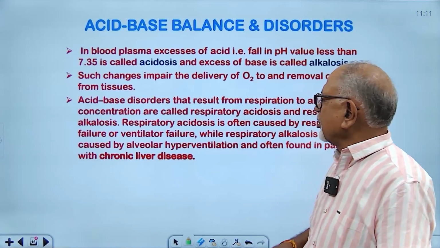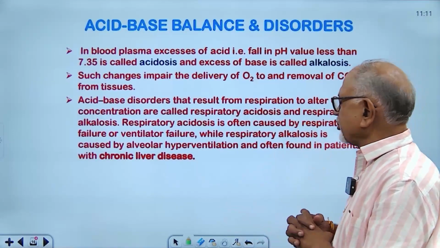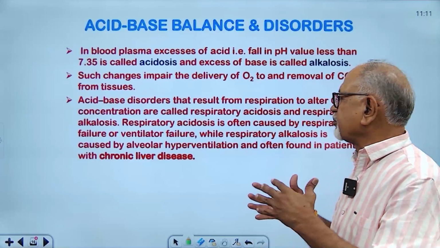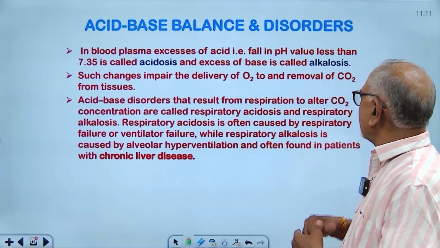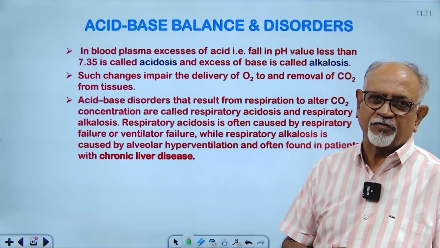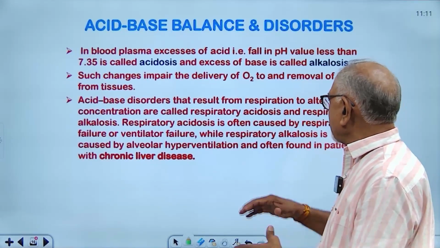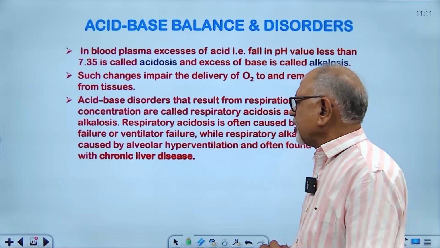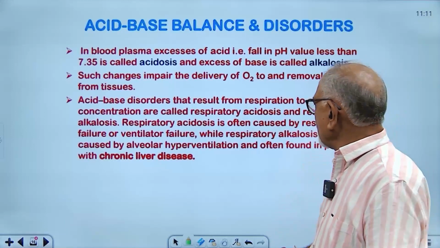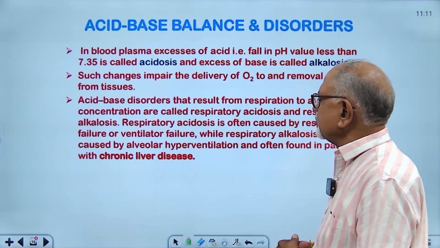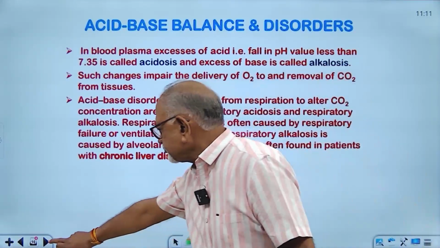This disorder is called respiratory acidosis or respiratory alkalosis. Respiratory acidosis is often caused by respiratory failure or failure of ventilation, while respiratory alkalosis can be caused by alveolar hyperventilation and is often found in patients with chronic liver diseases.